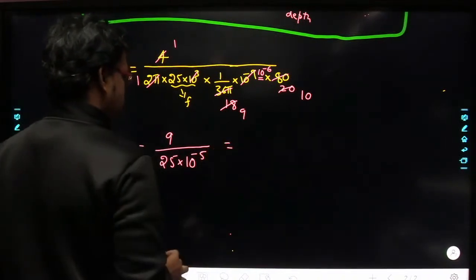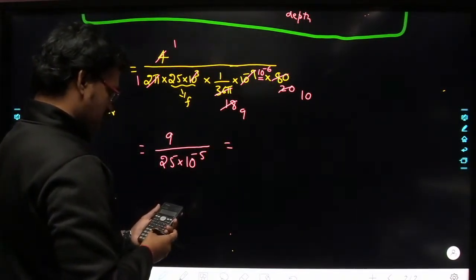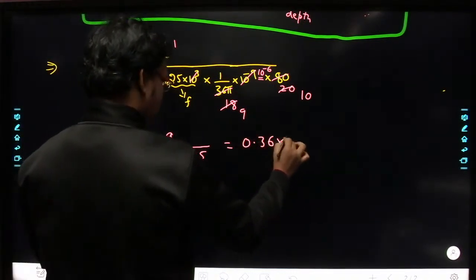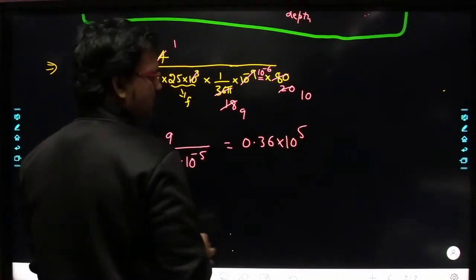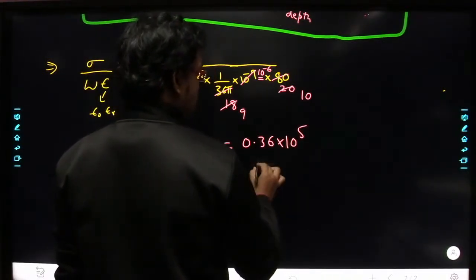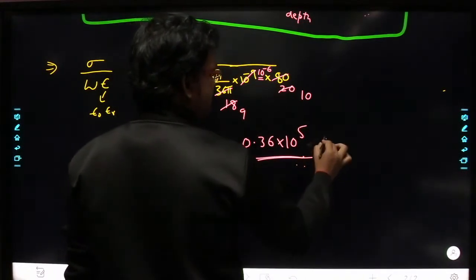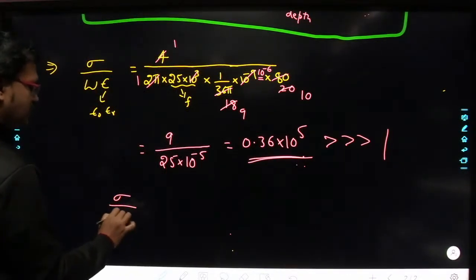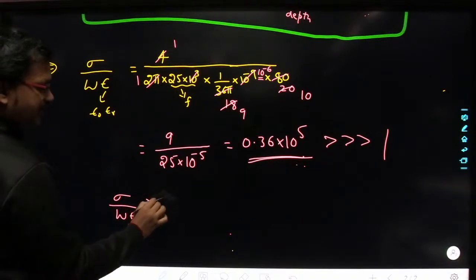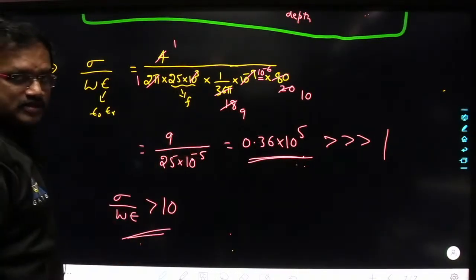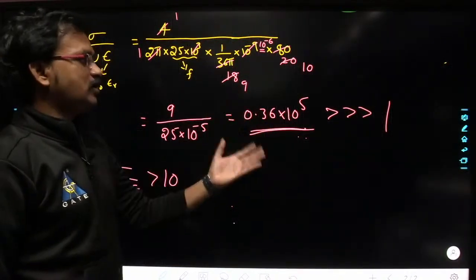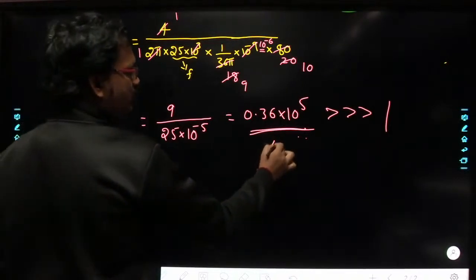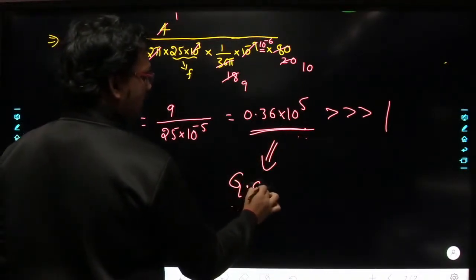So this is equal to what? Obviously it is very much greater than 1. 9 by 25 is 0.36 into 10 to the power of 5. This value, 0.36 into 10 to the power of 5, is far greater than 1. You can easily check that this sigma by omega epsilon ratio is going to be greater than 10, yes or no? 0.36 into 10 to the power of 5 is very much greater than 10. So we can say that the medium is going to behave as a good conducting medium.